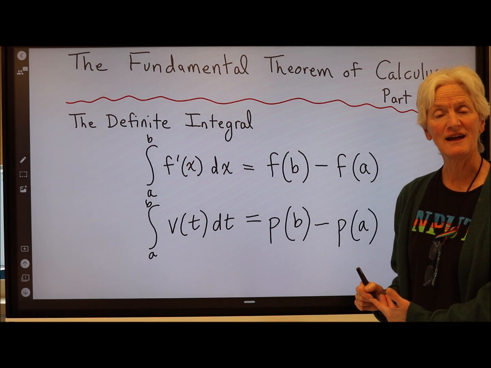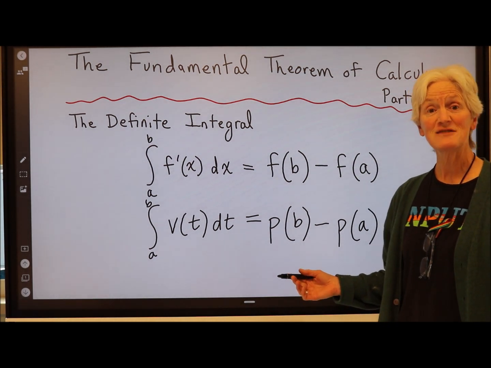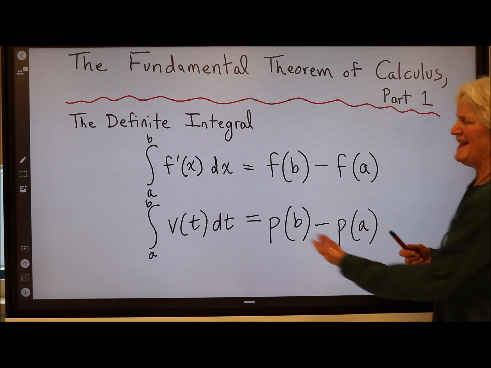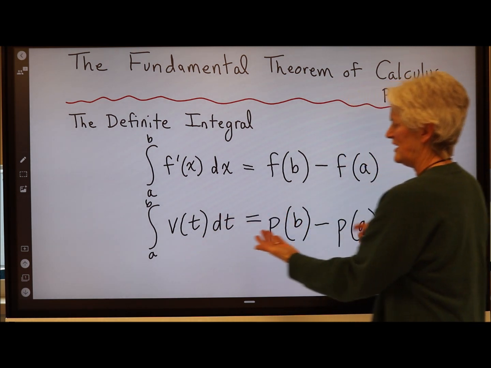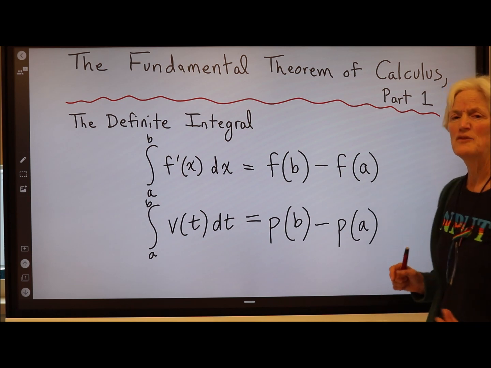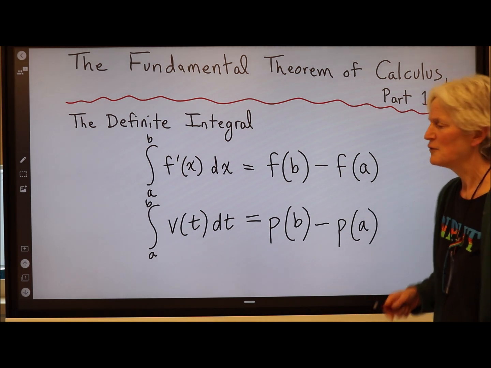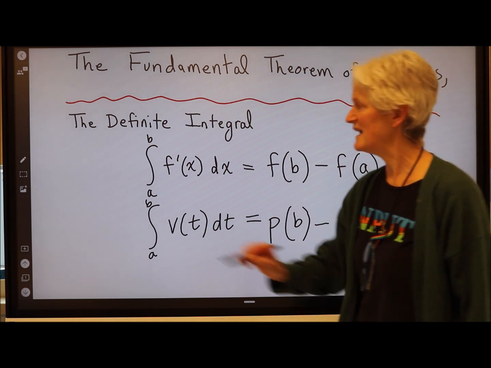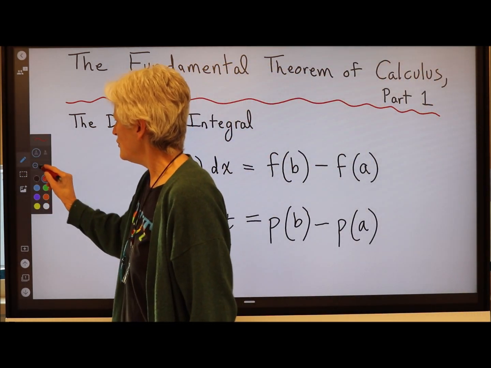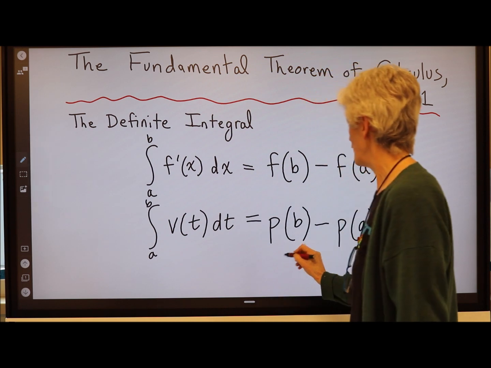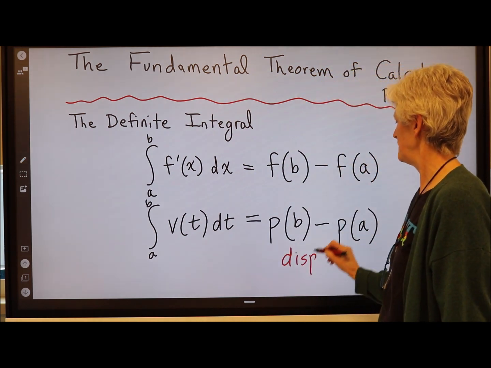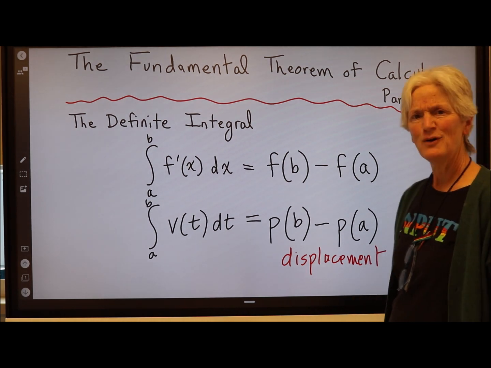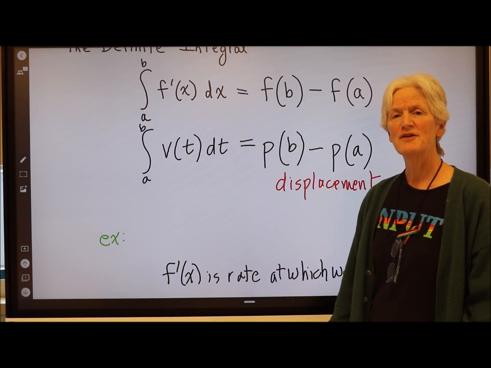What does that look like? That looks like displacement. That's pretty cool. So when this is a velocity function, the definite integral gives me the displacement. Remember, displacement is your end position minus your beginning position, or your change in position over the interval. How cool. Let's do another example.